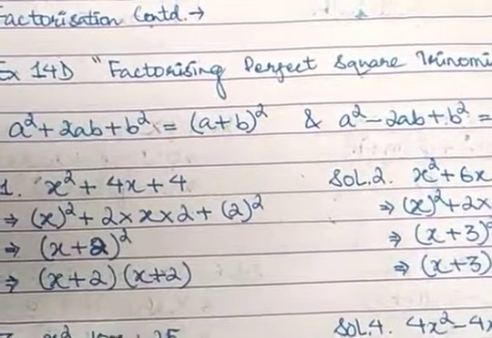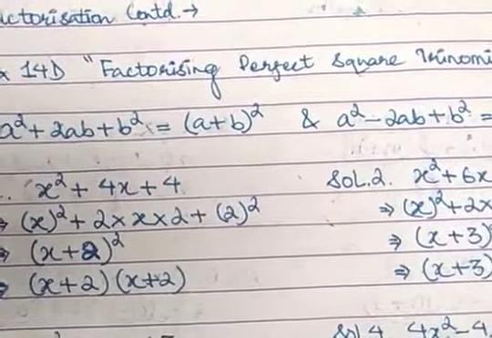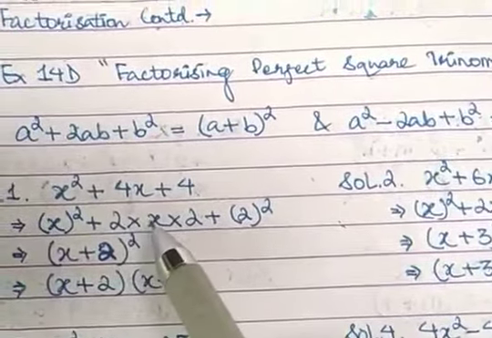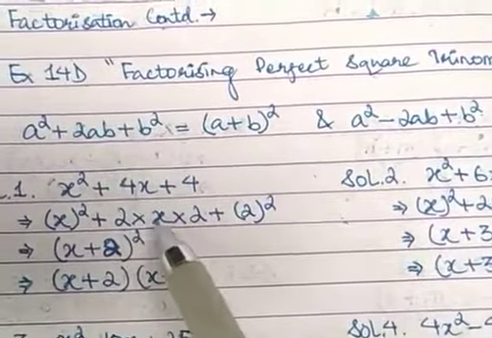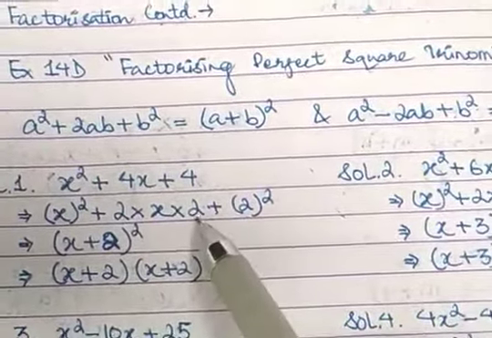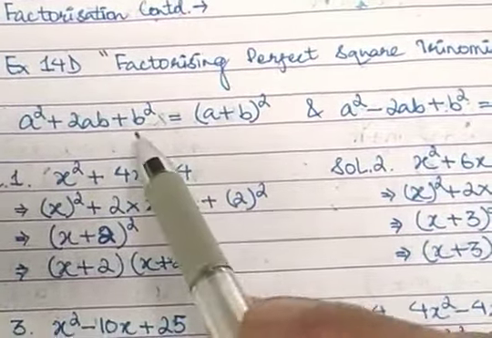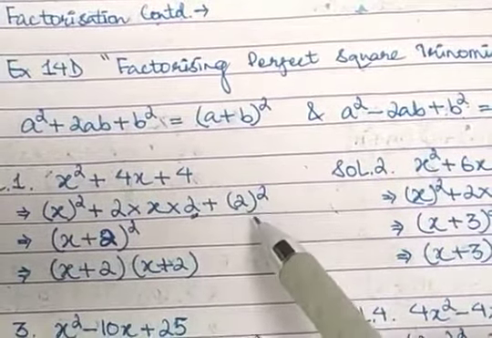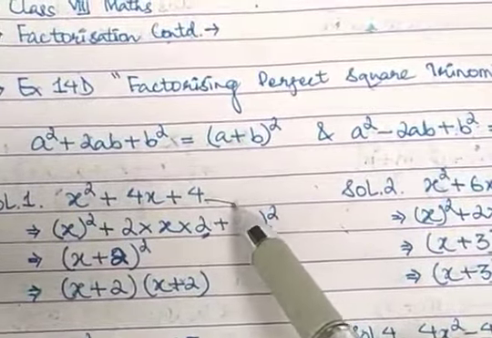Now 2 into x will give us 2x. What should I multiply with 2x to get 4x? The answer is simple: 2. If you place a 2 in here, 2 into x into 2, 2 into x is 2x, and 2x into 2 gives us 4x, so done. Now I got the value of b as 2. The third term here, what I was supposed to write is b square. With 2 square, 2 into 2 is 4, so that is what is here, the 4.